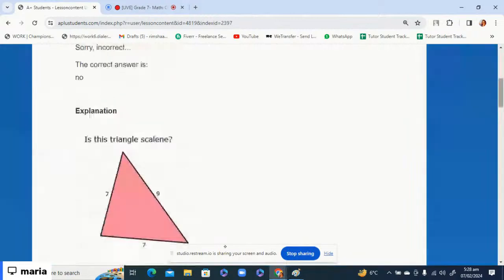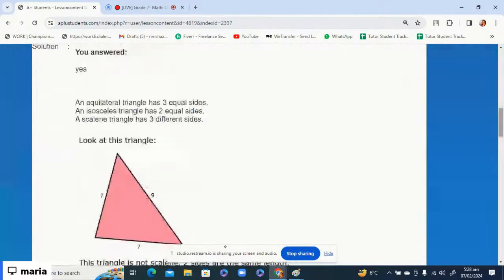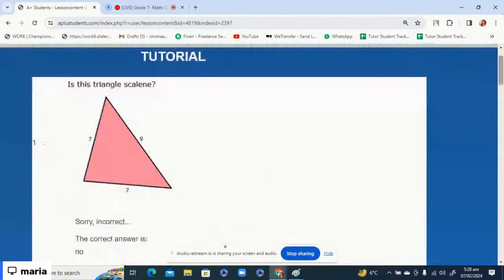But now look at this triangle. There are two sides that are equal. How? Because the length of this side is 7. The length of this side is also 7. And this side is different. If two sides have the same length and one side has a different length, we can say that this is an isosceles triangle. Okay. But here in the question, they are asking, is that triangle scalene? No. Because in the scalene, all sides are different. But here, two sides are equal and one side is different. So it's not a scalene triangle, it's an isosceles triangle.